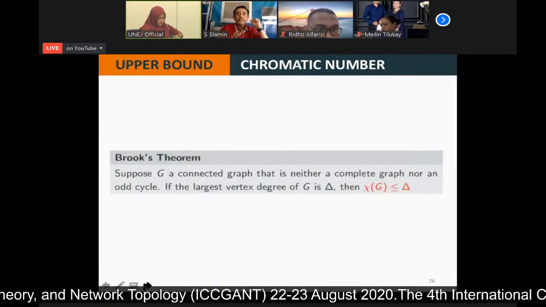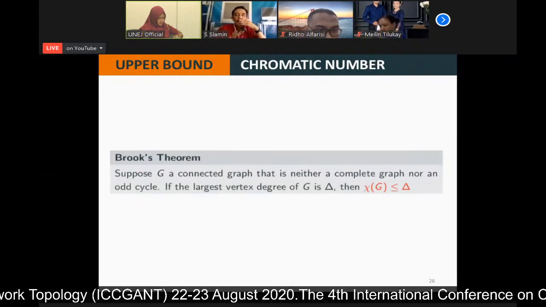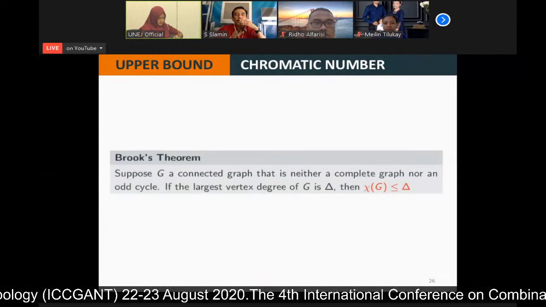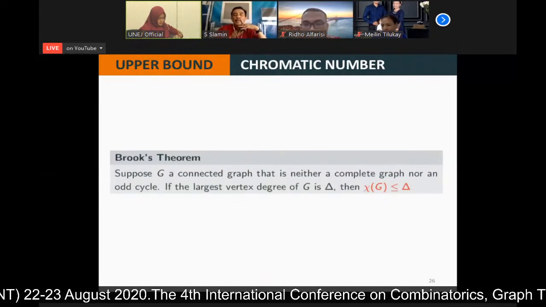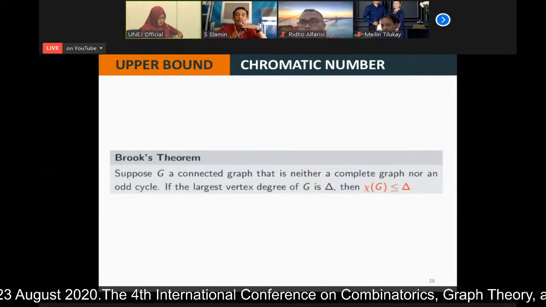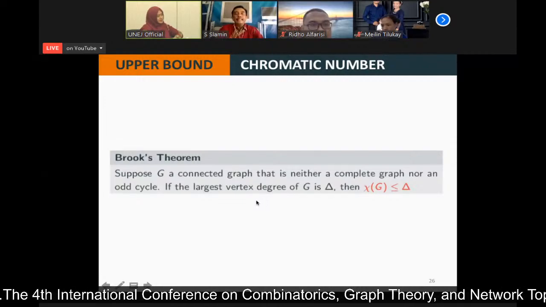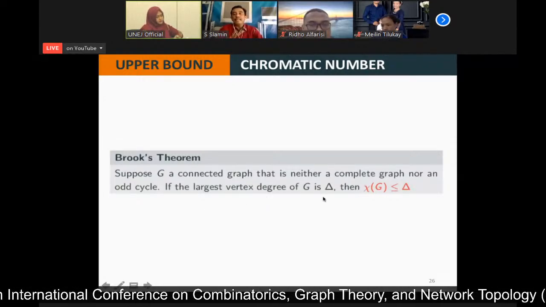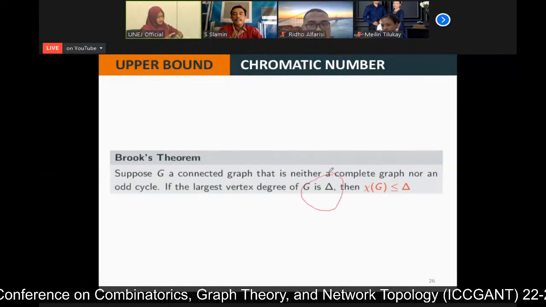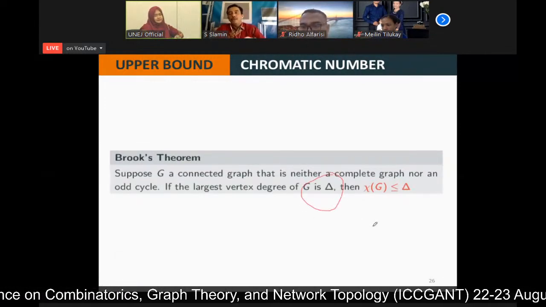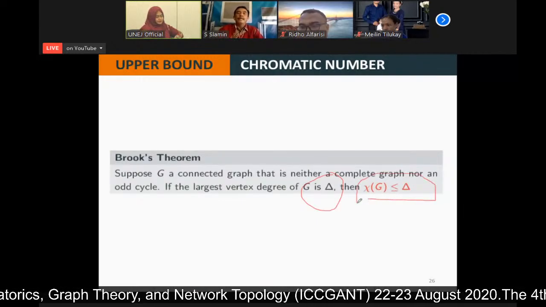Okay, for the upper bound, we have a very famous theorem, Brooks' theorem. Suppose G is a connected graph that is neither a complete graph nor an odd cycle. If the largest vertex degree of G is big delta, then the upper bound of the chromatic number of G is big delta.